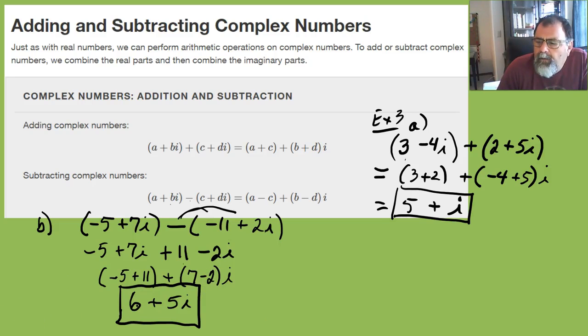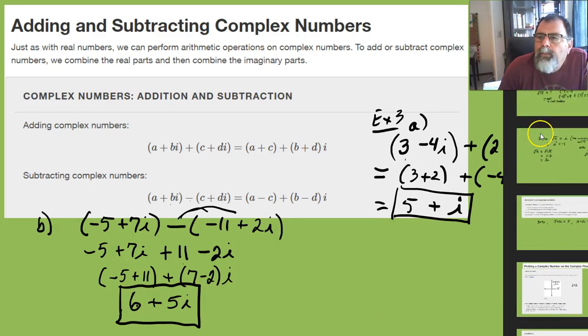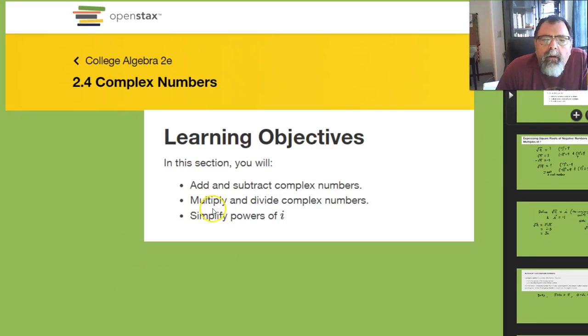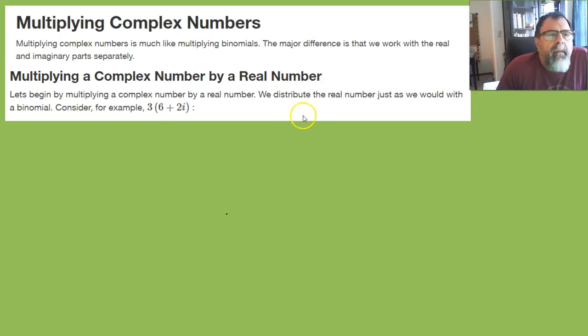Let me see if I can bring that page up. Multiply and divide complex numbers. Multiplying complex numbers. So multiplying complex numbers is much like multiplying binomials. The major difference is we work with real and imaginary parts separately. Okay, so let's start with multiplying a complex number by a real number.